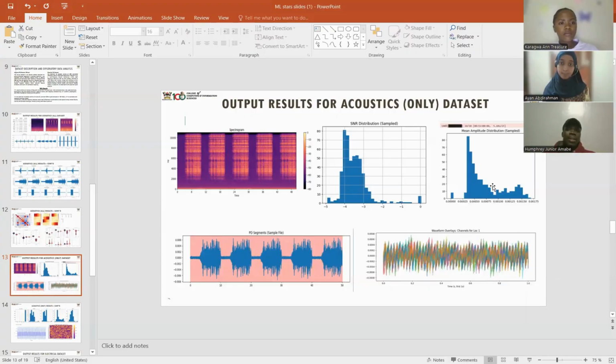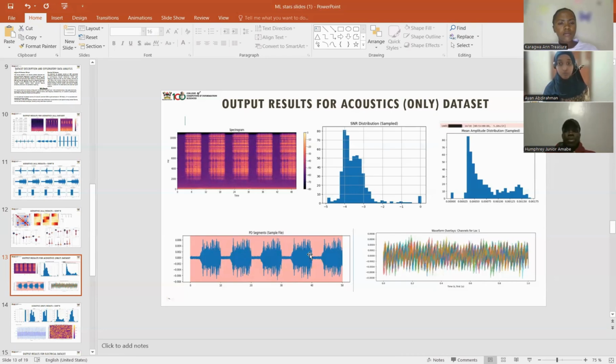And then the third graph is the mean amplitude distribution histogram. Now, this histogram shows the distribution of mean amplitude values across samples. The x-axis shows the mean values, whereas the y-axis shows us the count. It shows us that most values are concentrated at the lower end, indicating that the majority of the audio is quiet, as I had previously explained.